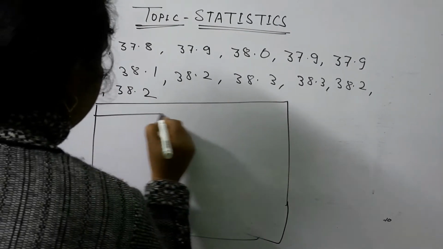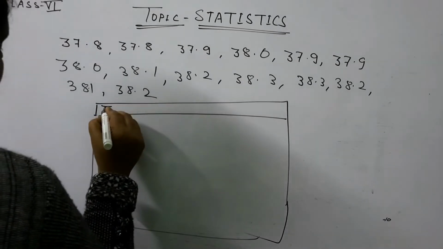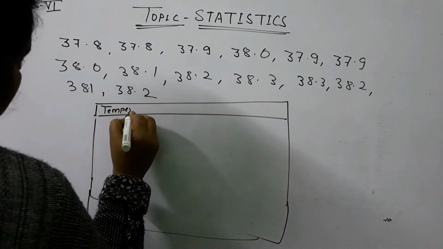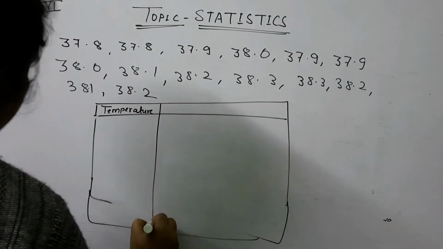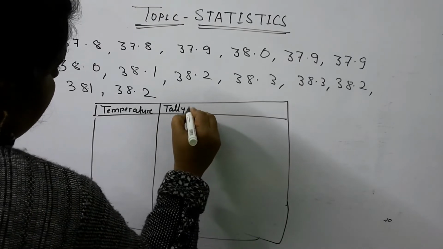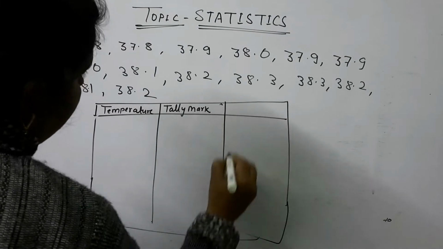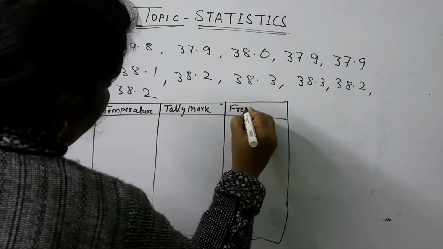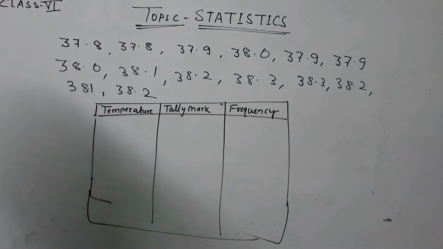Now in the first line we write the temperature. What is given? Data is given in temperature, so we will write the temperature. And the second one, what I told? Tally marks. Tally marks we have to write. And third, in that column we have to write the frequency, which means how many times it repeated. Those numbers we have to write.